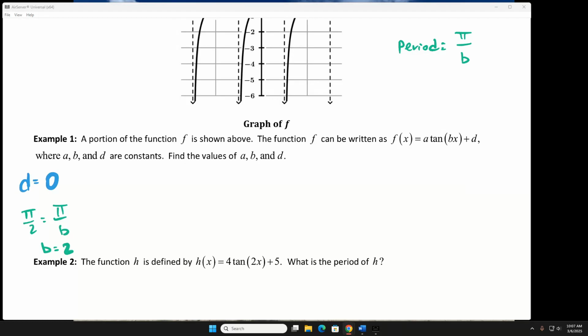Yeah. It's not always that obvious, but you're going to do it just like we did with sine. I'm not worried about finding B. You guys did it at least 4 times on your test yesterday. I think you're fine.